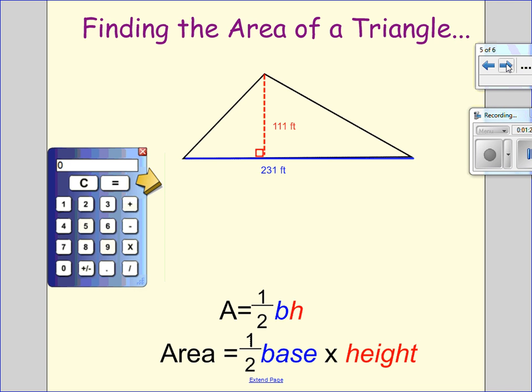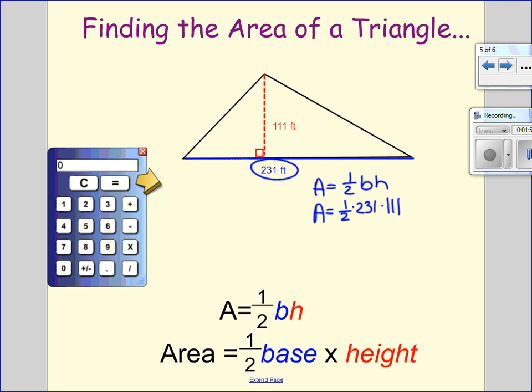Finding the area of a triangle. Same thing. We're going to start by writing the formula. Area equals 1/2 base times height. Now we plug in the information. Area equals 1/2. Our base is 231. And our height is 111. Now we have two operations here. 1/2 times 231 and times 111.